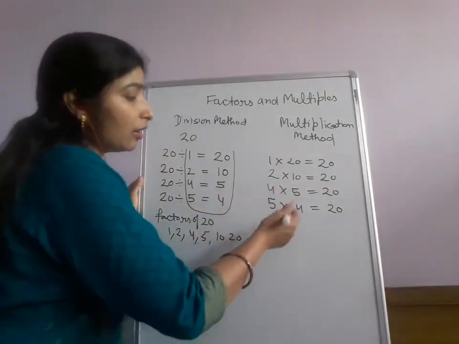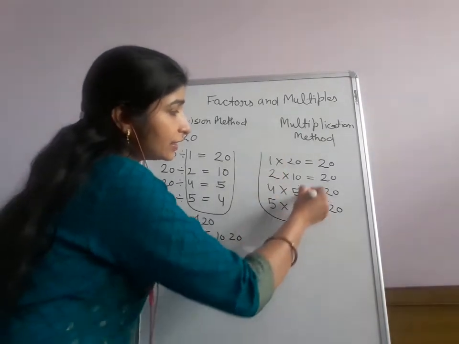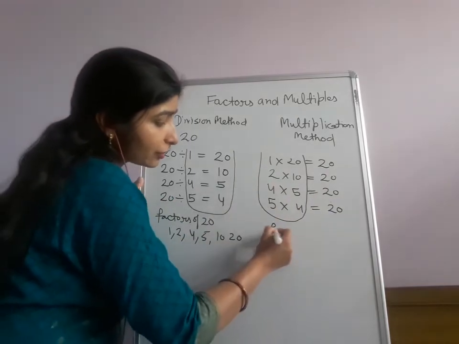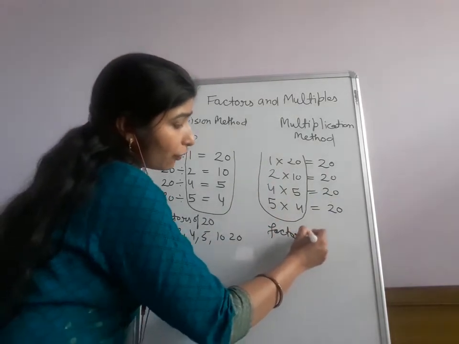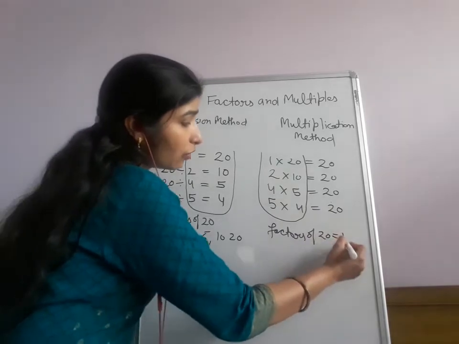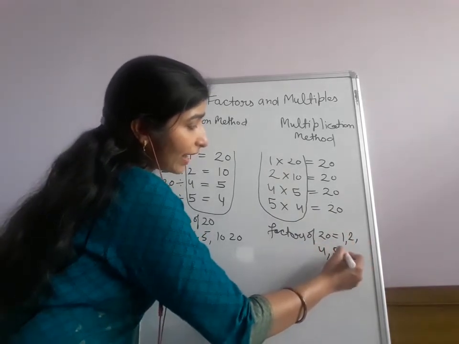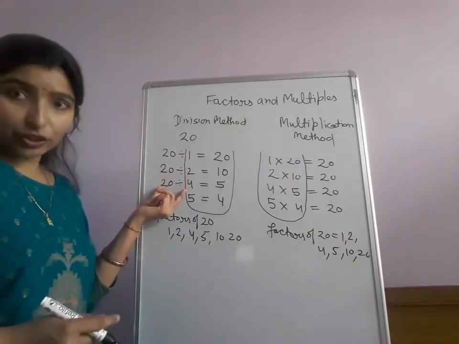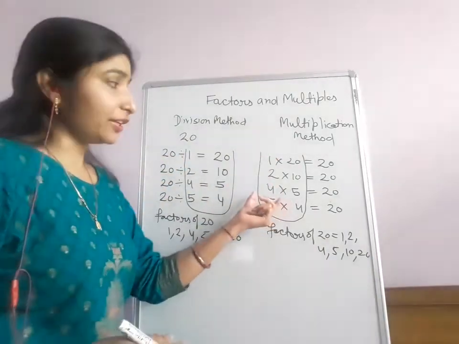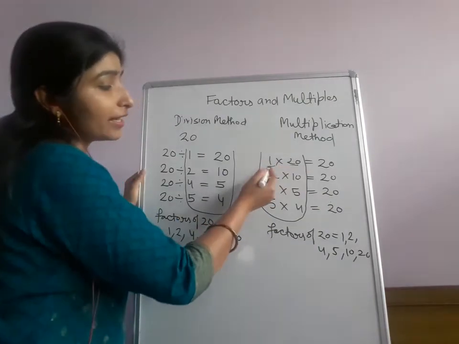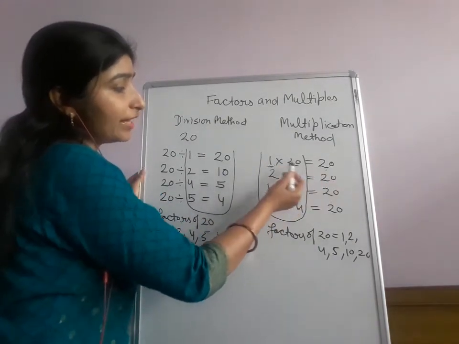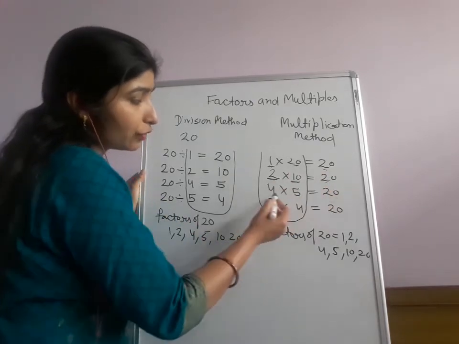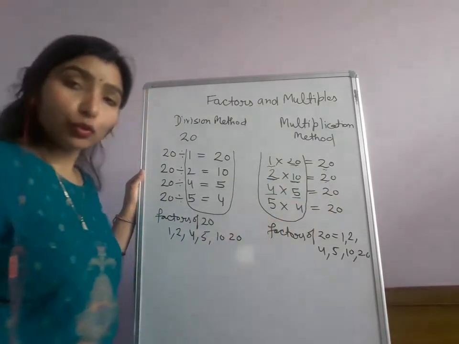Okay. So you will make u of this. Now you will write, these all are 20, so leave this, this you will write. So factors of 20 is equal to 1, 2, 4, 5, 10 and 20. Same answer. So you can do by division also and you can do by multiplication also. So these smaller number are the factor of 20. So 1 and 20 is also factor of 20. 2, 10, these two are factor of 20. 4, 5 also factor of 20.